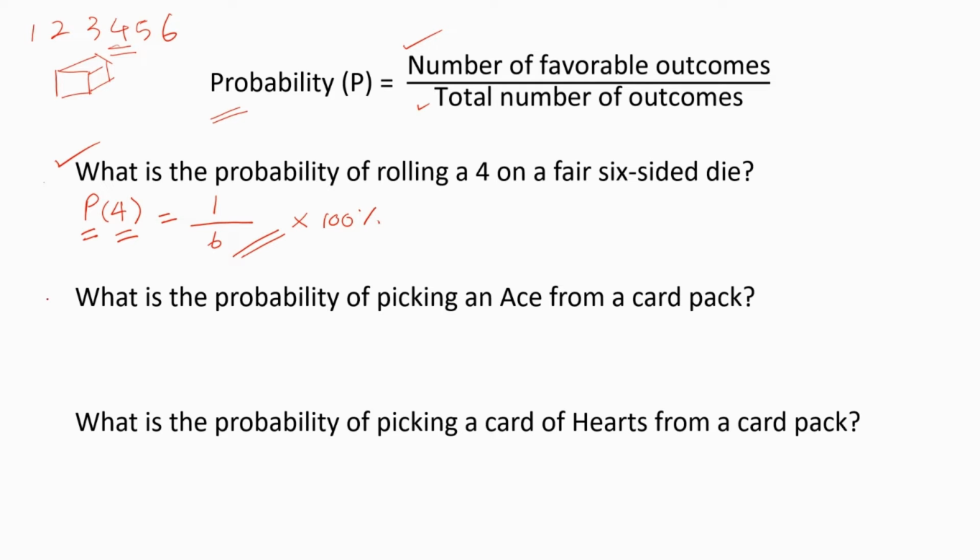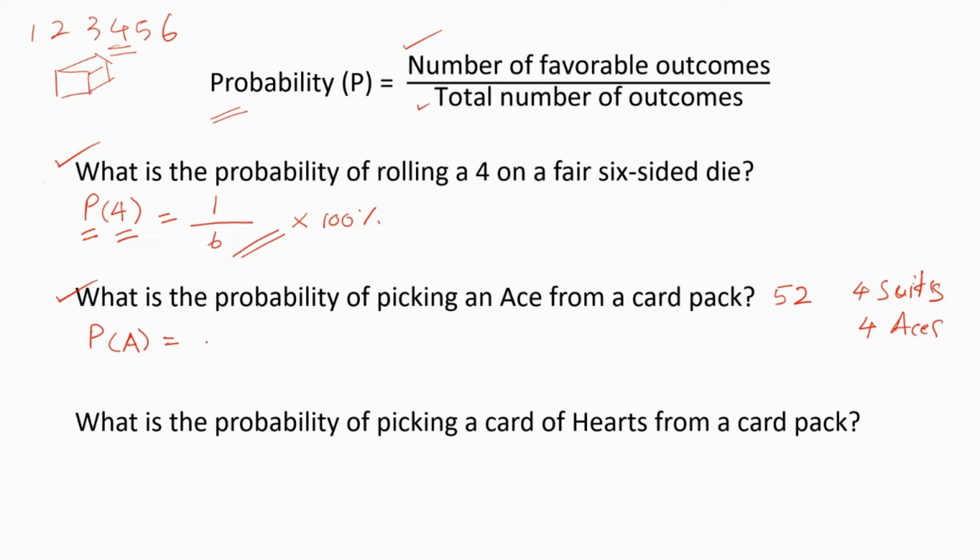So now let's do the second example. What is the probability of picking an ace from a card pack? In a standard card pack, there are 52 cards and there are 4 suits. So there will be 4 aces. Now let's calculate the probability of picking an ace from a card pack. We can denote this by including the letter A.